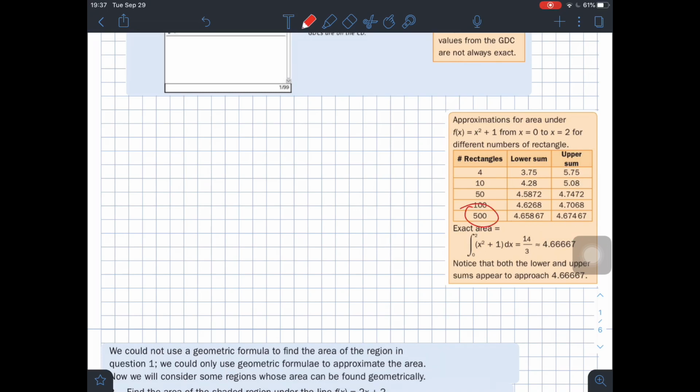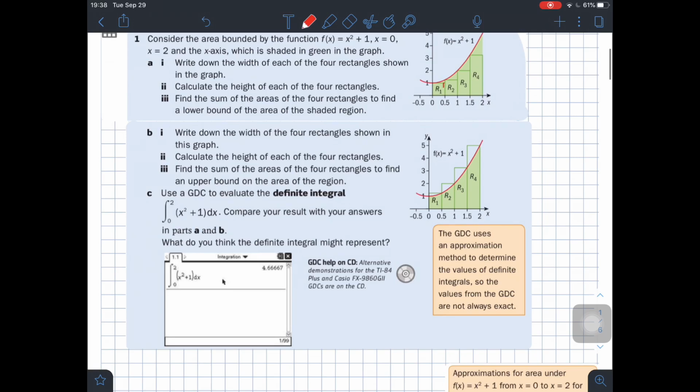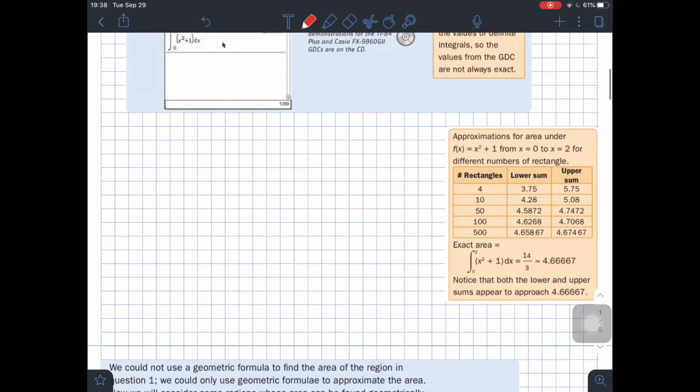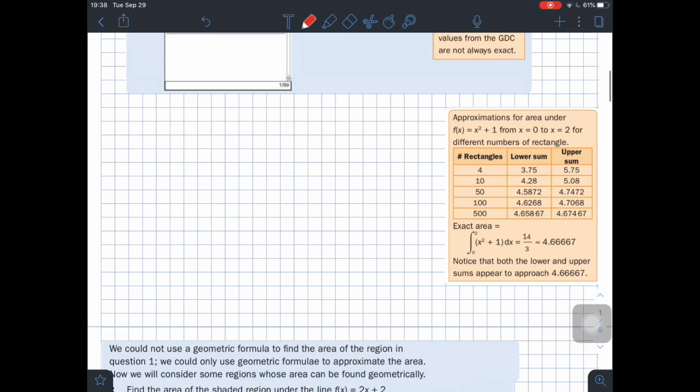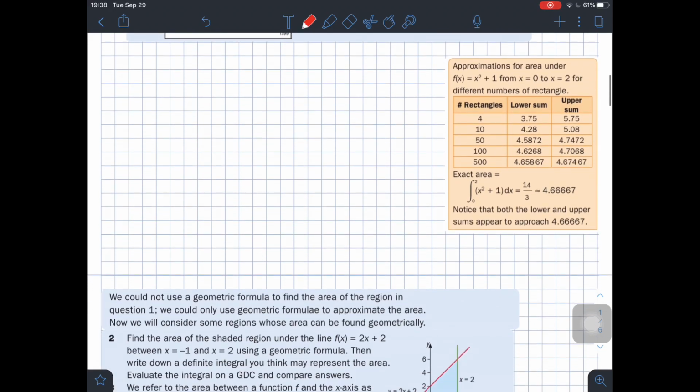So if we draw infinite triangles, both the lower sum and the upper sum are going to approach this value over here, 4.66667, right? And that will be the exact value of the shaded region here in green, okay? So the area below the curve would have this value if we were able to draw infinite rectangles, but it would be a waste of time. We cannot draw infinite triangles because it will take too much time.